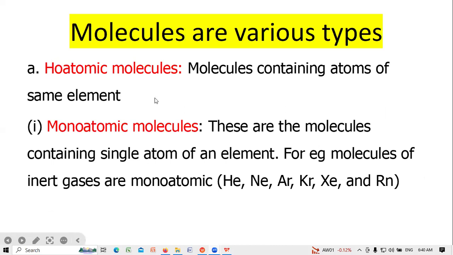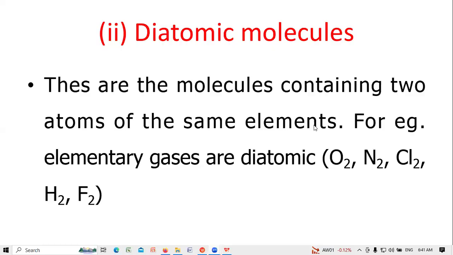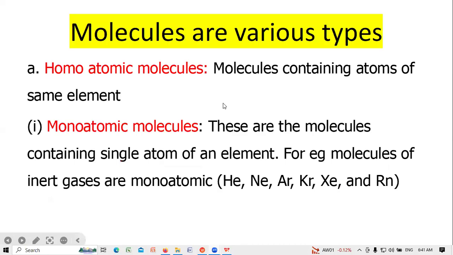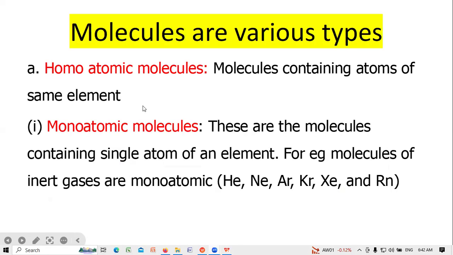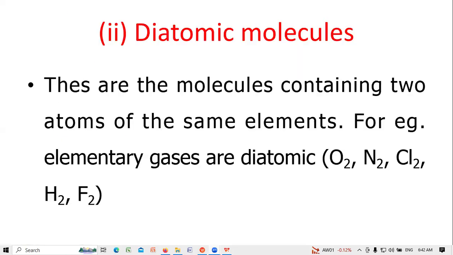Molecules are of various types. Homoatomic molecules are molecules containing the atoms of the same element. Homoatomic molecules are also divided into the following. Monoatomic molecules are molecules containing a single atom of an element. For example, molecules of inert gases are monoatomic: helium, neon, argon, krypton, xenon, and radon.